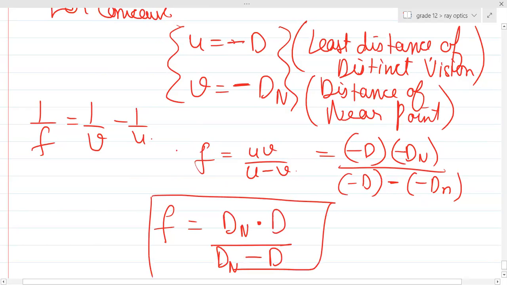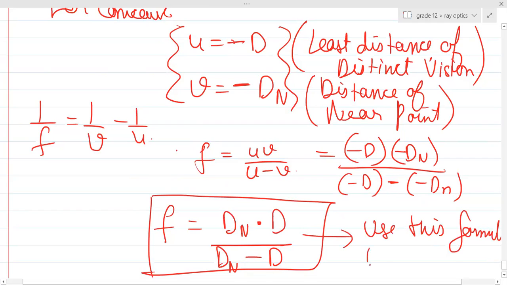But please remember, when you use this formula, use it without sign. Why without sign, sir? Because this formula has already used the sign convention, so don't use sign convention over here again. So always remember, for a hypermetropic eye, the focal length of the corrective lens is given by this. Is it clear? Yes, sir.